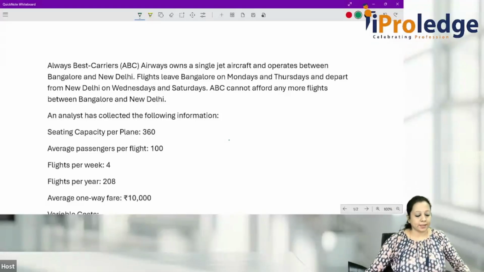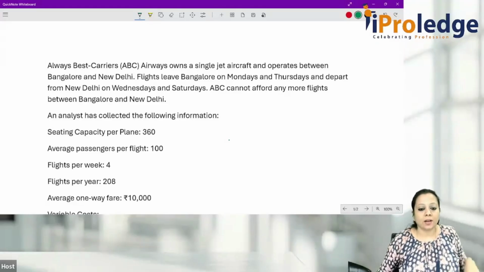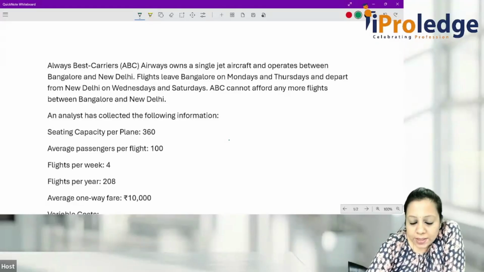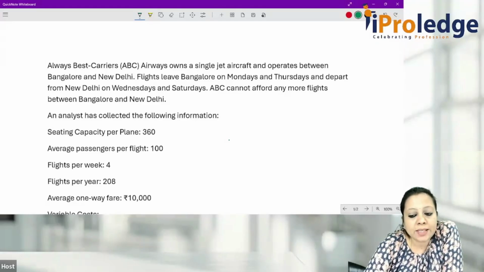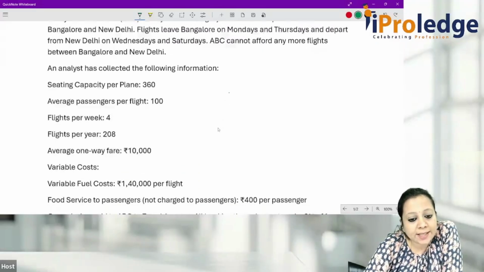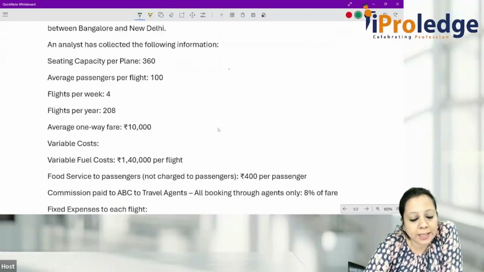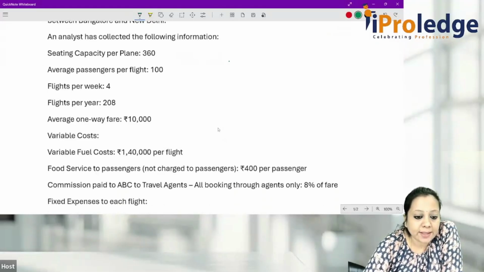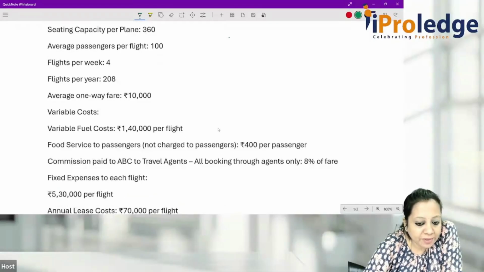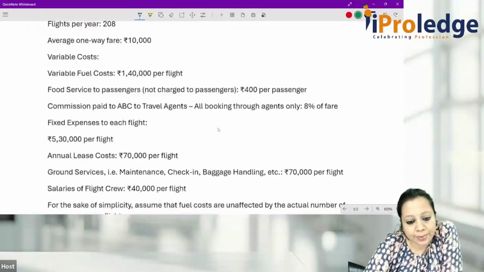Okay, students. Let's get started with the next question. Always Best Carriers Airways owns a single jet aircraft and operates between Bangalore and New Delhi. The flights leave Bangalore on Mondays and Thursdays and depart from New Delhi on Wednesdays and Saturdays. ABC cannot afford any more flights between Bangalore and New Delhi. An analyst has collected the following information: seating capacity, average passengers per flight, flights per week, flights per year, average one-way fare, variable cost.